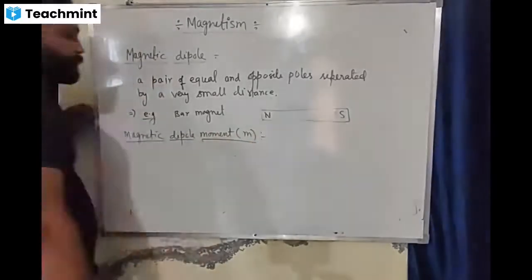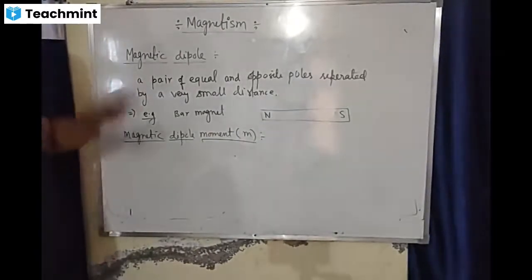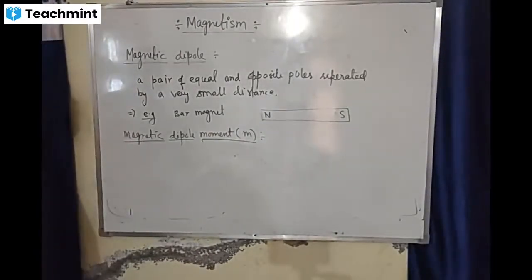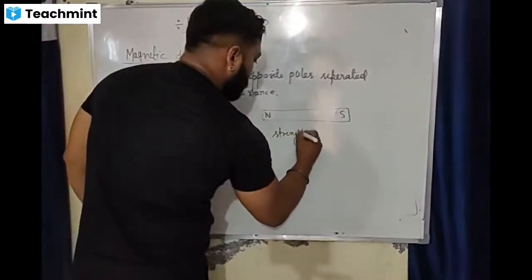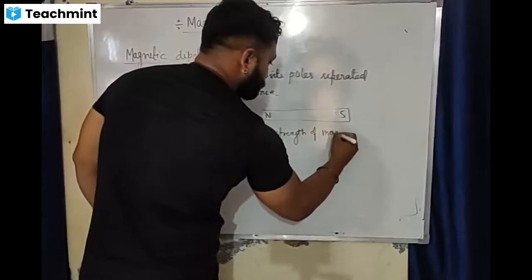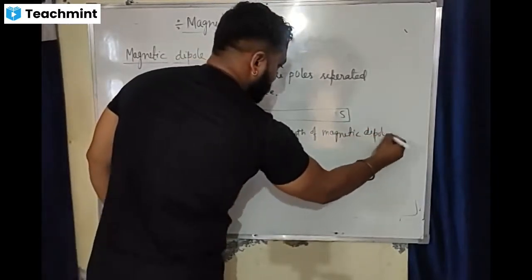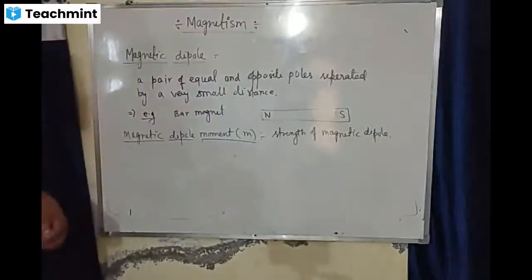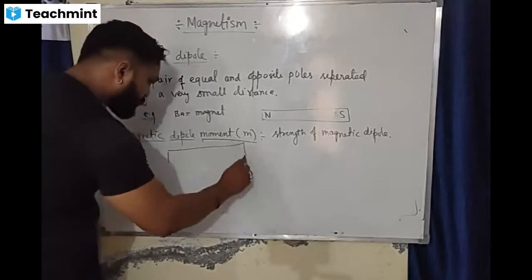So what the electric dipole moment will tell, the strength of electric dipole, the same way the magnetic dipole moment will tell you the strength of magnetic dipole. Okay. So the strength of the magnetic dipole is denoted by the magnetic dipole moment. Now if you find out what is its value?